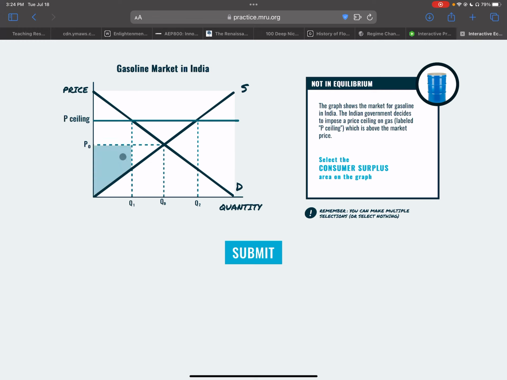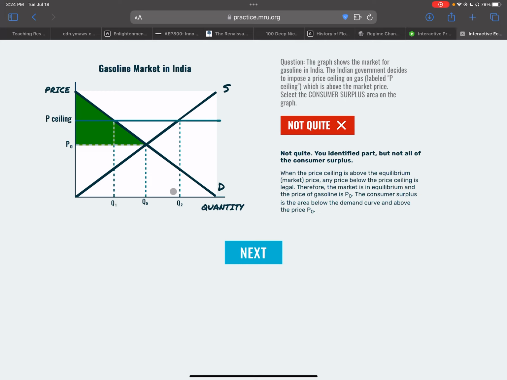Let's see if I remember how. Consumer surplus, price ceiling, can't go above that. We're still going to be at equilibrium. So demand, I believe this should be consumer surplus. Not quite. Okay, I'm moving too quick.